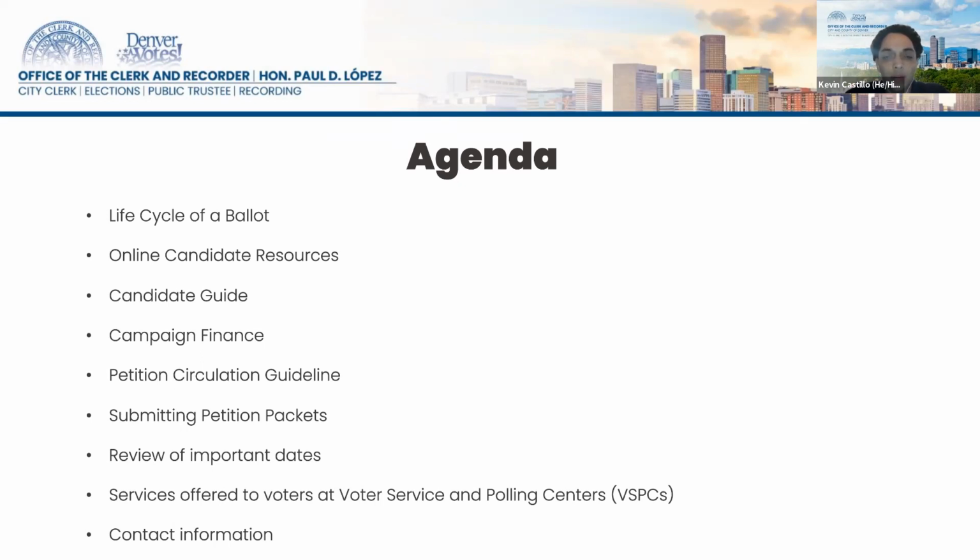Then we'll go into important dates for you to keep in mind, and the services that we offer for voters at voting centers. This will just be information that you can share with voters if they ask you while they're signing petitions or something like that. You can say, well, you can get all these services done at the voting centers that the Denver Elections Division operates. And finally, we'll be closing out with contact information so you guys can reach out to me. Most of you already have my email address and my phone number and Nick and Andy's, but just in case, we'll be going over that again one more time.